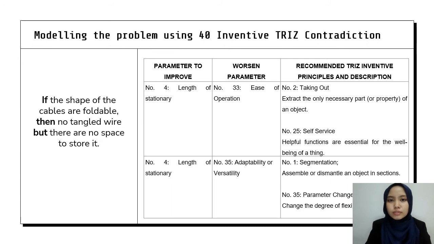In order to solve the USB tangling caused by the shape of the cables, one of the solutions is to make it shorter when in use and longer when it is not used. Hence, using the TRIZ method, the problem was modeled into the 40 inventive TRIZ contradiction as follows. If the shape of the cables is foldable, then there is no tangled wire, but there is no space to store it.